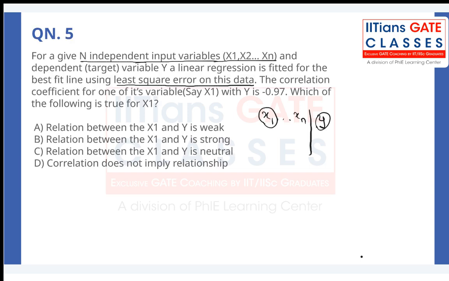So the correlation coefficient of one of the variables, let's say x1 with y, is minus 0.97. Which of the following is true for x1? What can you say about x1? If you want to think, you can pause the video here, think for some time, and then answer it after you have heard the concept that I taught you.